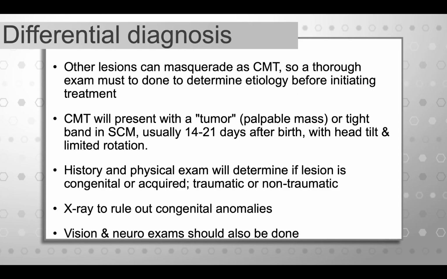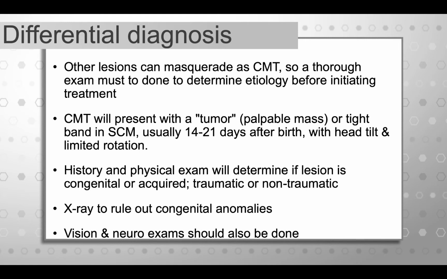So differential diagnosis can be really important in congenital muscular torticollis, and so just a few words on that. We need to make sure that the baby has received a thorough medical exam before we're initiating torticollis treatment and physical therapy. Sometimes muscular torticollis will present with what we call a quote-unquote tumor, which is just a palpable mass, a knot in the muscle or a tight band in the muscle. That oftentimes will happen within the first few weeks after birth, and then we'll notice that head tilt and rotation.